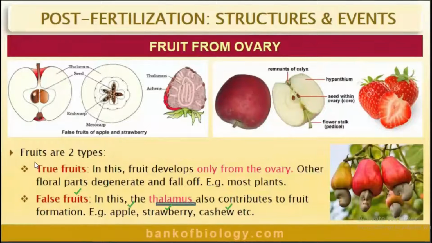True fruit means fruits are developed from the ovary. Most of the fruits are true fruits. Exceptions, they are false fruit. False fruit are developed from thalamus. Example, cashew. This is the cashew. Then strawberry is there and here apple is there.